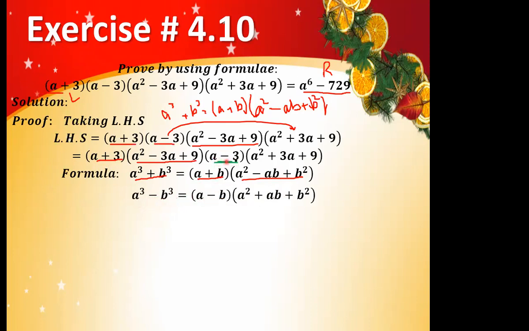So here you have a cube minus b cube, sorry, a minus b, and then you have a square plus 3a plus 9, that will be a square plus ab plus b square. Okay, so here you are going to apply two formulas. Number one is a cube plus b cube on this one, and then you are going to apply the formula a cube minus b cube on this one, right?